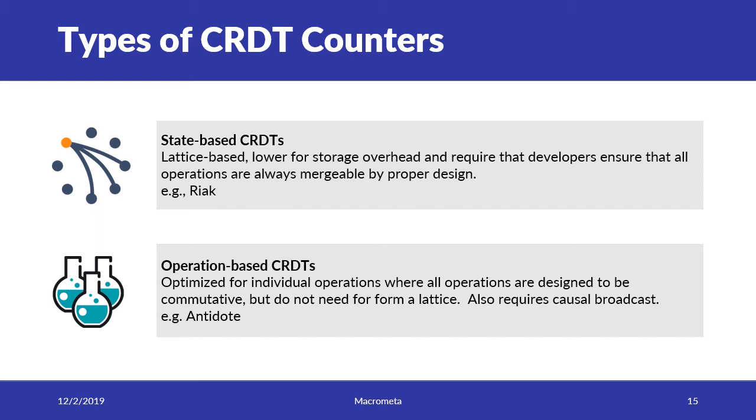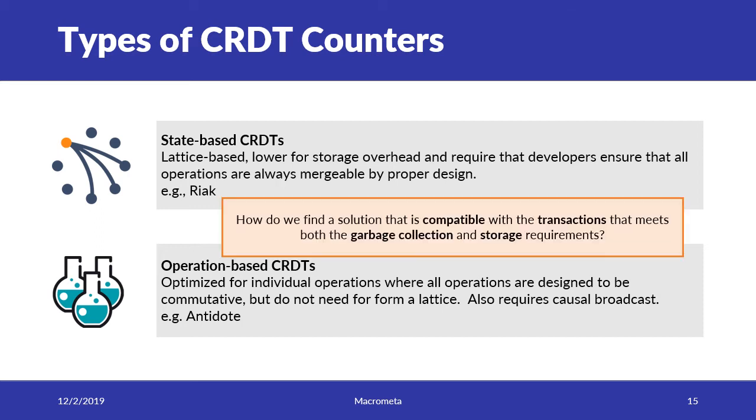And also, since we're only looking at concurrency, at reordering between concurrent operations and not reordering across any operations, this requires causal broadcast to make that guarantee. And these are the type of counters that Antidote uses, for instance. And so the question is, how can we find something that is low in storage overhead, so state-based style storage overhead, that is also compatible with being able to be garbage collected and work with a transactional facility, which we just outlined in the previous section.